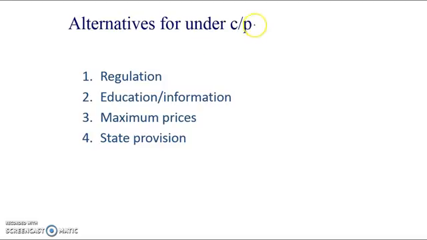Okay, so alternatives for underdone production. We've got regulation, we're going to look at that in another video. We could provide some information or education. If the problem is that people don't realise the benefits, then maybe some education or information would alter their behaviour. Now, this one, it's debatable whether that works or not, depending on what type of economist you are.